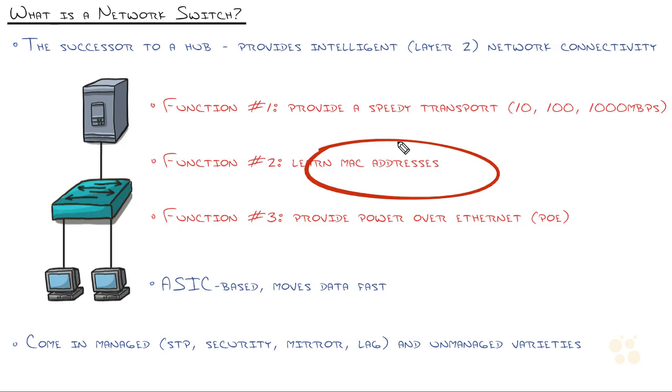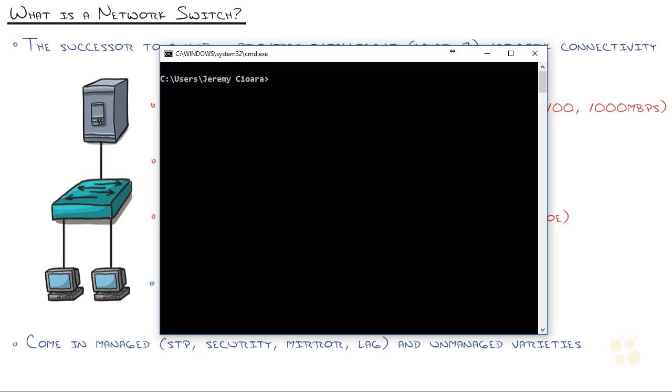Switches actually learn the MAC address of the device. Every computer, every server, everything that connects to a network has a MAC address built into its network card. The MAC address is often referred to as the physical address.